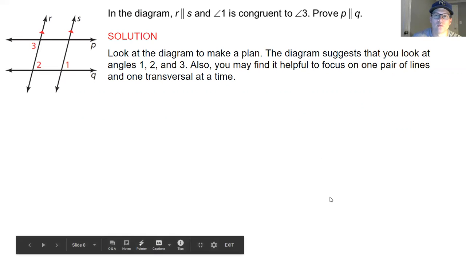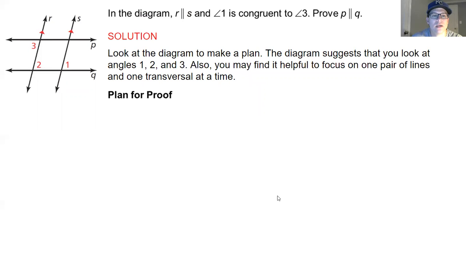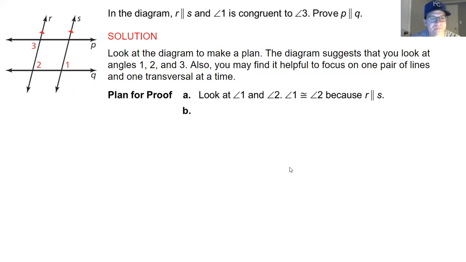So it's going to depend on which one is going to be our transversal. Remember, it's the one that cuts the other two lines. So if we're looking at just angles 1 and 2, that means we're looking at R and S as our parallel lines and Q as our transversal. So 1 and 2, based on that setup, are corresponding angles. And that's why 1 is congruent to 2, because we already know that those two lines are parallel.